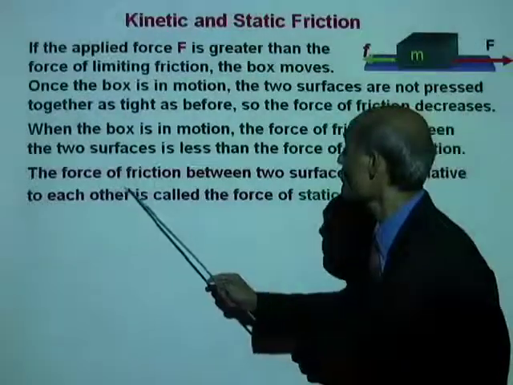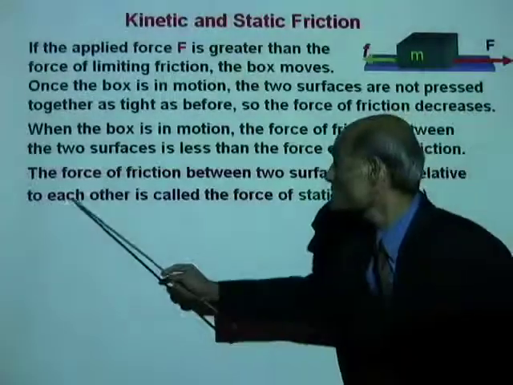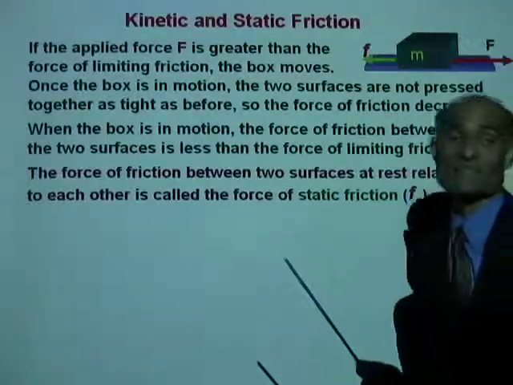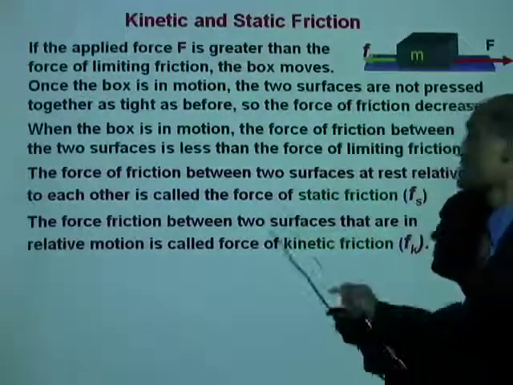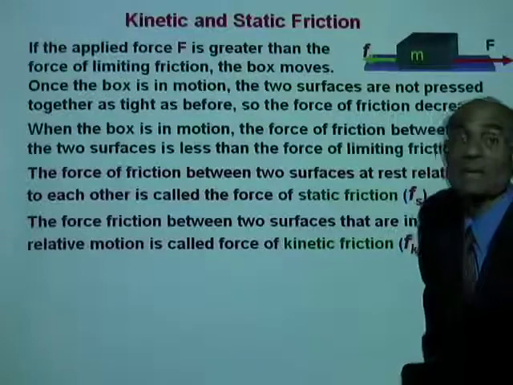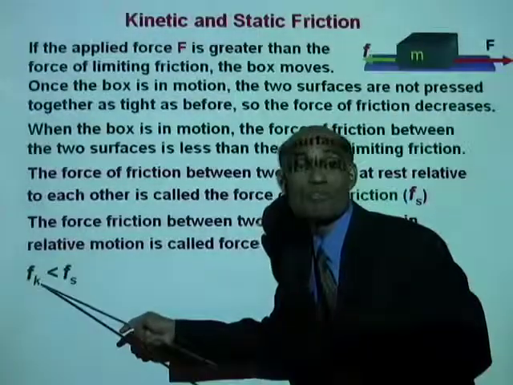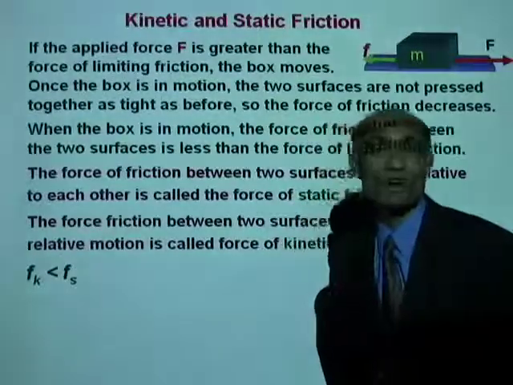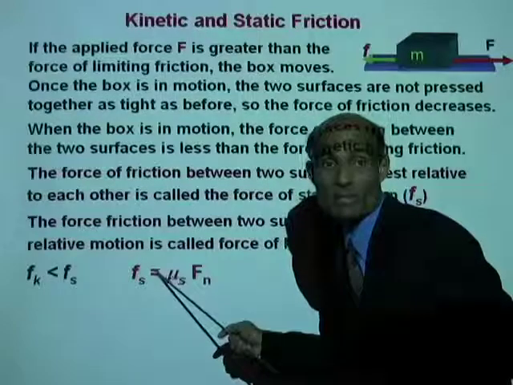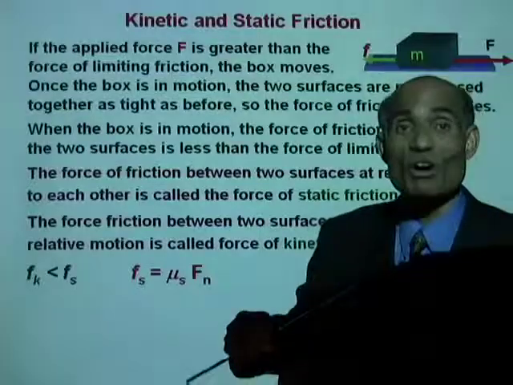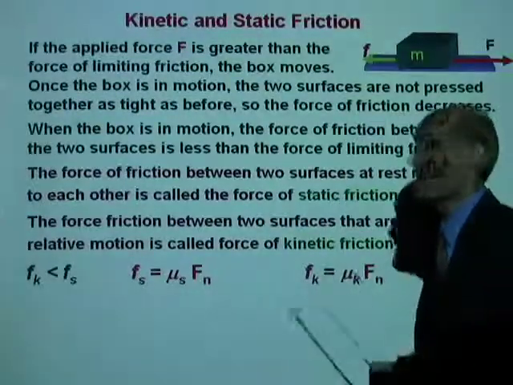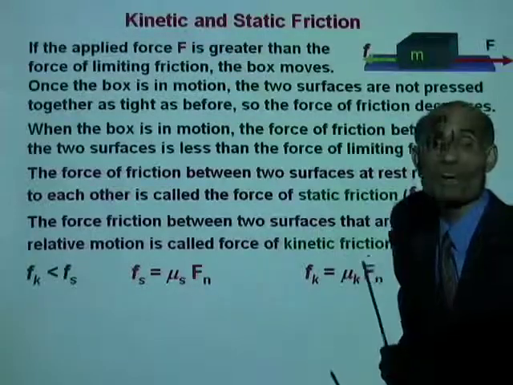And therefore, the force of friction between two surfaces at rest relative to each other is called the force of static friction, and we will write it as F sub S. And the force of friction between two surfaces that are in relative motion is called the force of kinetic friction, and we will use F sub K to represent that. Well, you know that the force of kinetic friction is less than the force of static friction. And Fs can be written as mu s times Fn, is that right? Where mu s is called the coefficient of static friction. And what will be the equation then for Fk? Fk will be mu k Fn, where mu k is the coefficient of kinetic friction.